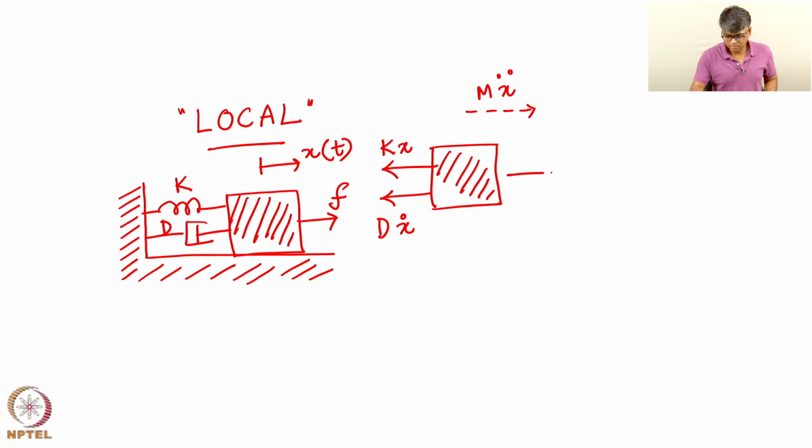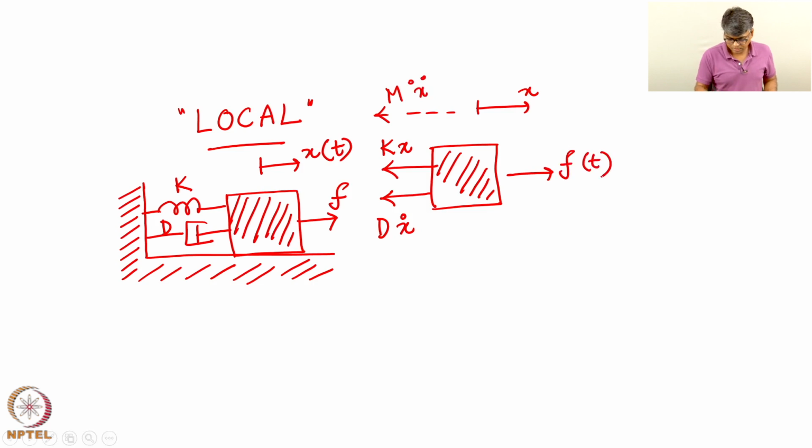Okay, and here is this. Sorry, I have drawn it wrongly. Yeah, the motion is in this direction x. So therefore, the pseudo force will be in this direction. This is the force F of t.